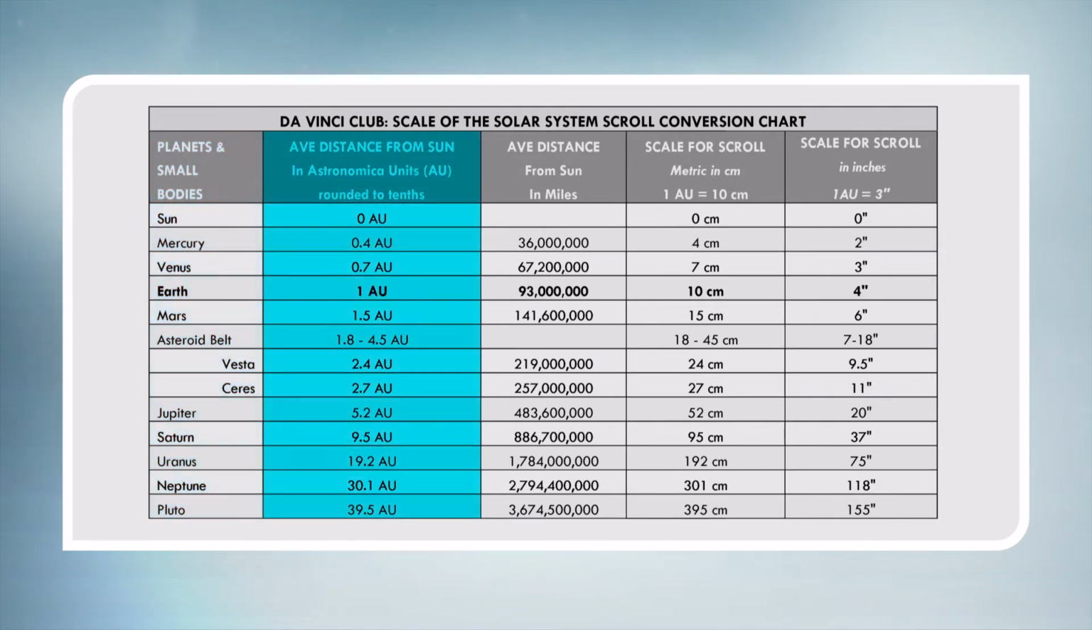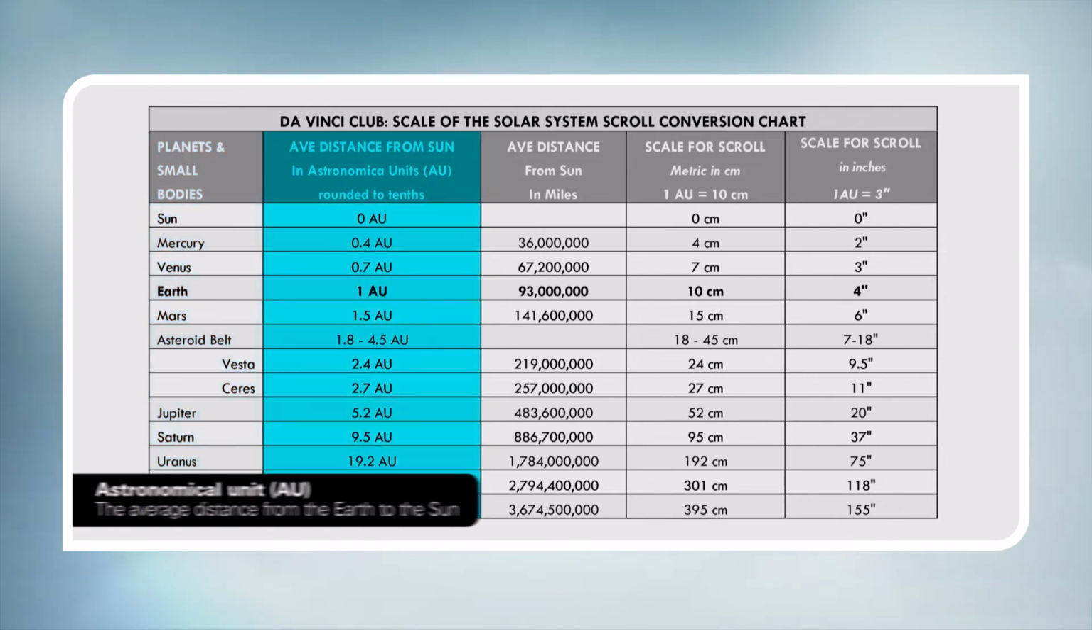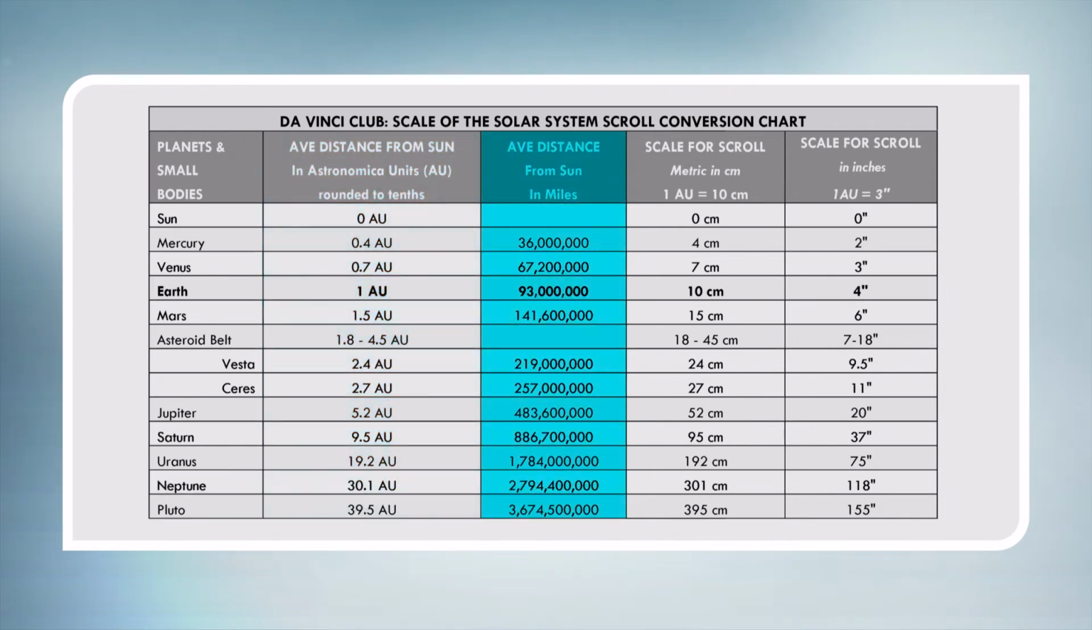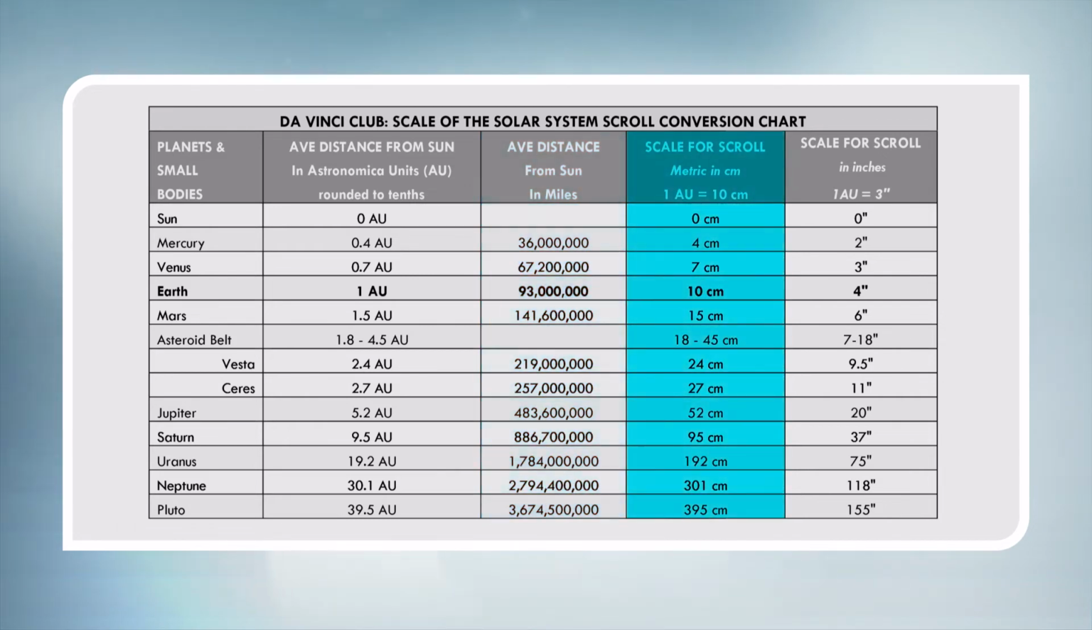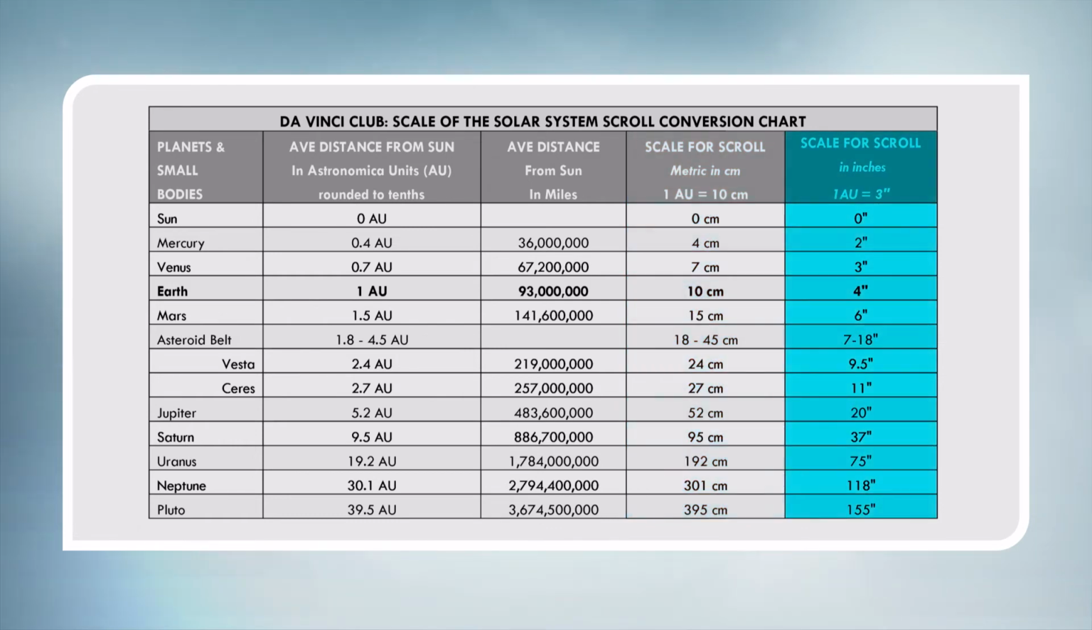Average distance from the sun. Now remember, our planets are going in an elliptical pattern, so you have to choose a point to utilize for one set distance. So we look at the average distance from the sun, and that's called AU. You can also look at it in terms of miles. You can also create a solar system scroll that is about 13 feet long if you use 1 AU equals 10 centimeters, or you can do the same where 1 AU equals 3 inches.